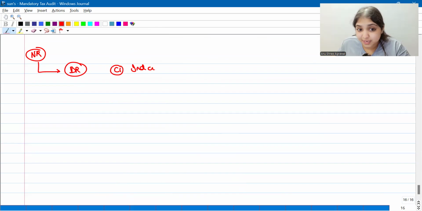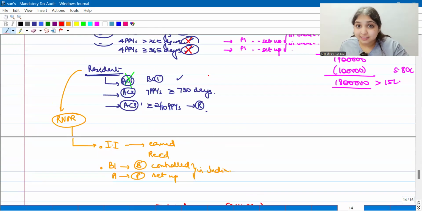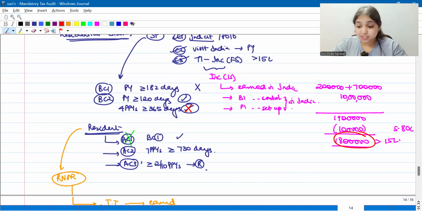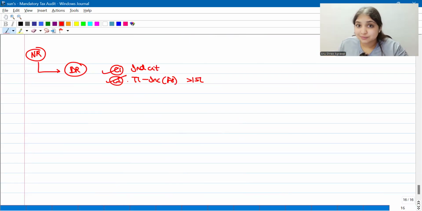Condition 1, assessee should be an Indian citizen, fulfilled. Condition 2, total income minus income from foreign sources should be more than 15 lakhs. Remember, we've already done that calculation in the second part. It was 18 lakhs. So even this is fulfilled. Third condition, assessee should be non-resident. We've already concluded that as well.